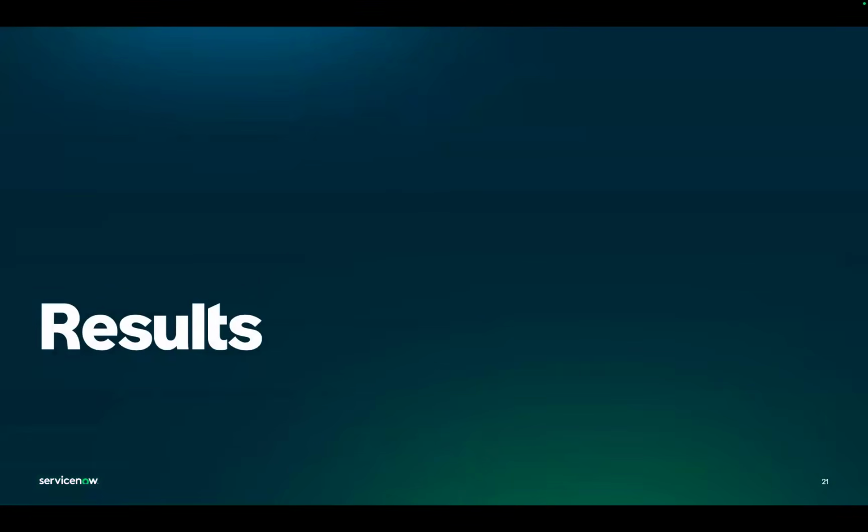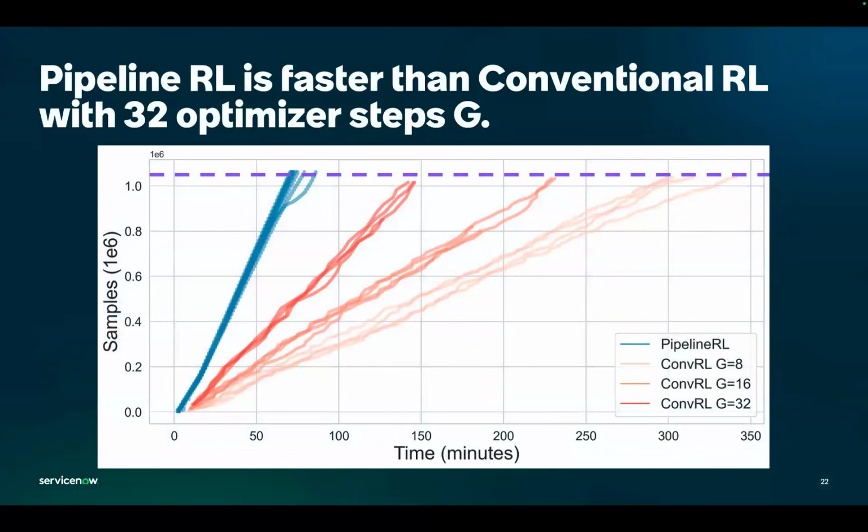Okay, so now we're going to look at more detailed results. The first thing I'm going to show you is we're going to vary conventional RL from 8 optimizer steps to 32. 8 optimizer steps means you collect 8 batches per RL step, and G32 is you collect 32. So you collect much more samples. And as expected, in this case, we want to collect 1,000,000-something samples. As you increase G, you're much faster, right? But PipelineRL stays even faster. In this case, it's roughly 2x faster in samples.